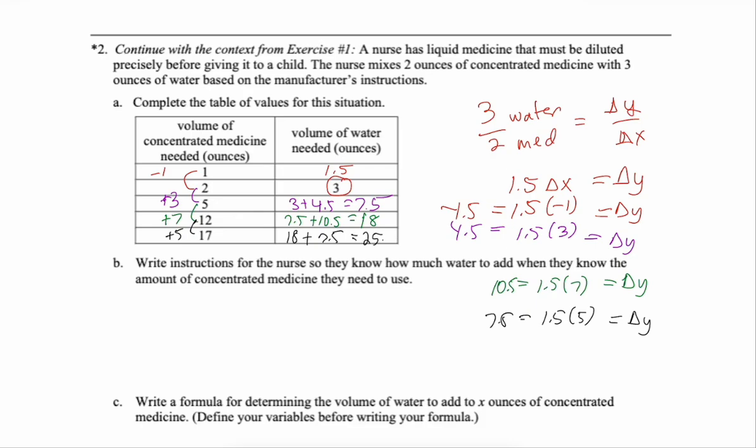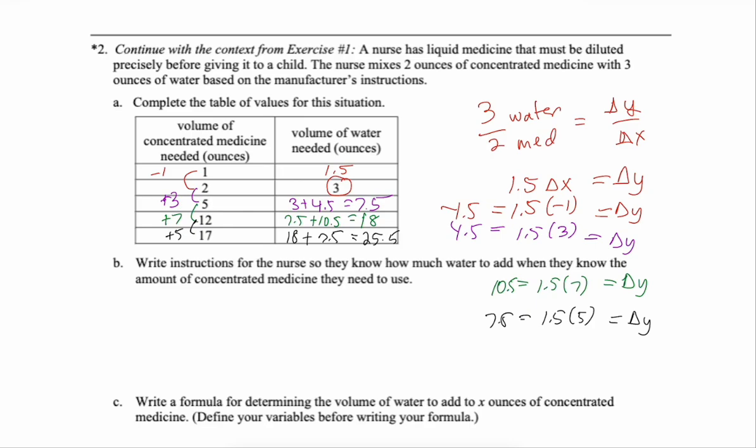Now, you should be able to check your work on a calculator very quickly. 1.5 divided by 1 should be 1.5. 3 divided by 2 should be 1.5. 7.5 divided by 5 should be 1.5. 18 divided by 12 should be 1.5. And 25.5 divided by 17 should be 1.5.